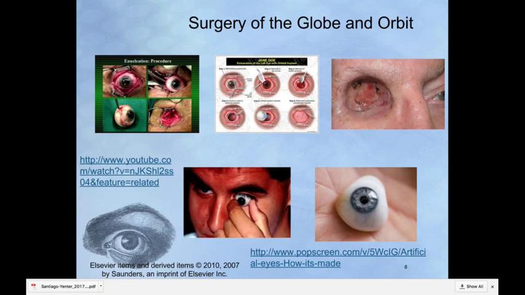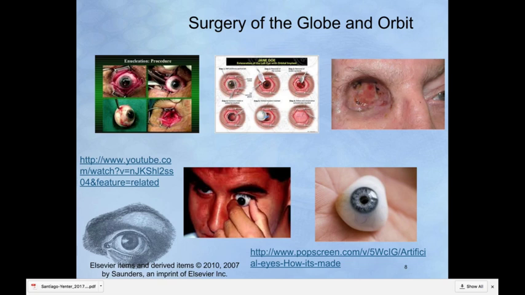Enucleation is a complete removal of the eyeball or globe. It is performed to treat intraocular malignancies such as melanomas, retinoblastomas, or penetrating ocular wounds, a painful blind eye, or an eye that's blind and painless but disfigured.